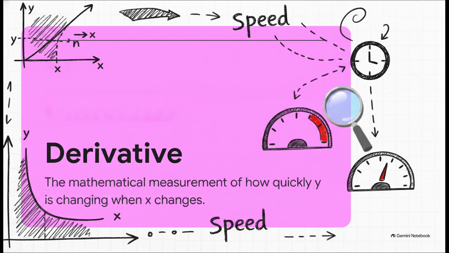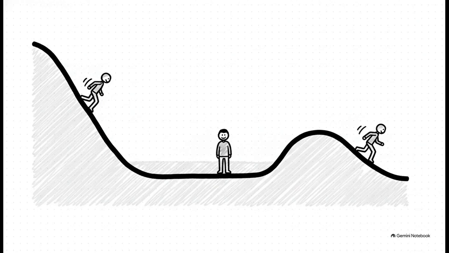Before we dive into all the heavy algebra, just anchor yourself to this single idea. The derivative simply tells us how fast our y value is changing whenever we tweak our x value. Let's visualize this with a super simple analogy. Think of a kid walking. When y goes up as x moves forward, their elevation is increasing.